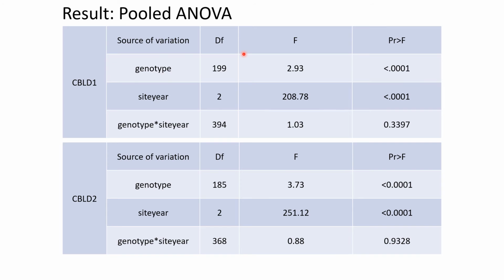When it comes to the pooled ANOVA, where all the locations were combined for analysis, CBLD1 shows a significant genotype and site-year effect, while genotype by site-year shows no significant effect. Similarly, for CBLD2, genotype and site-year show up as significant effects. Genotype by site-year shows no significant effect.